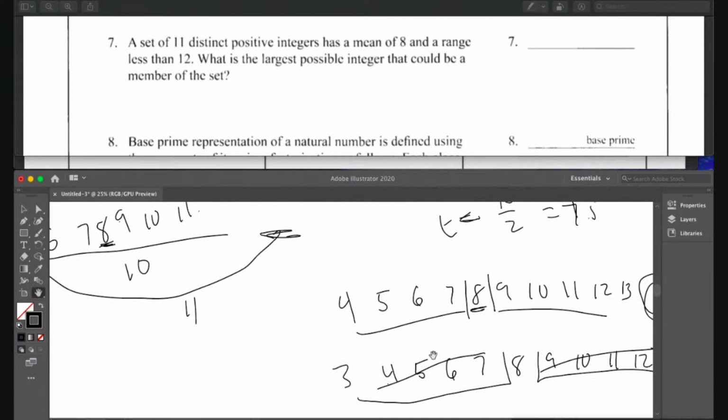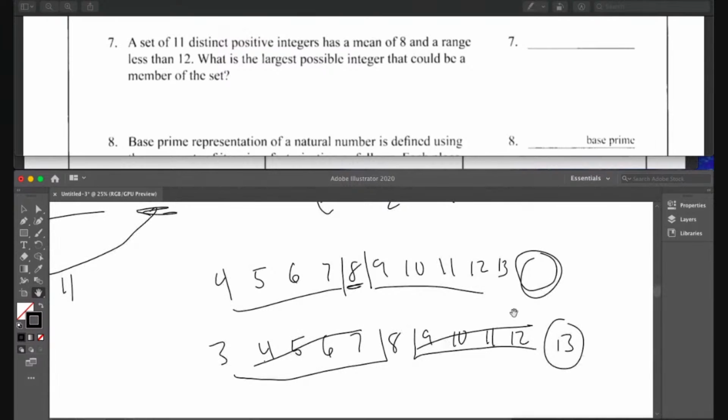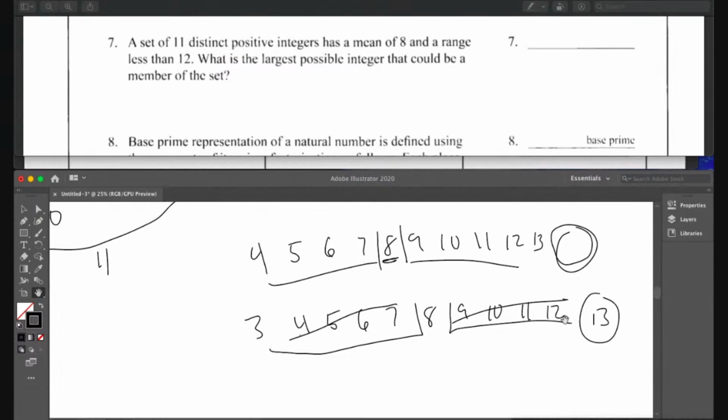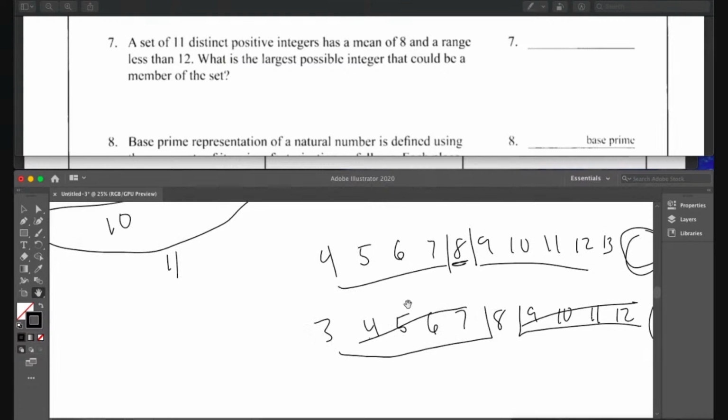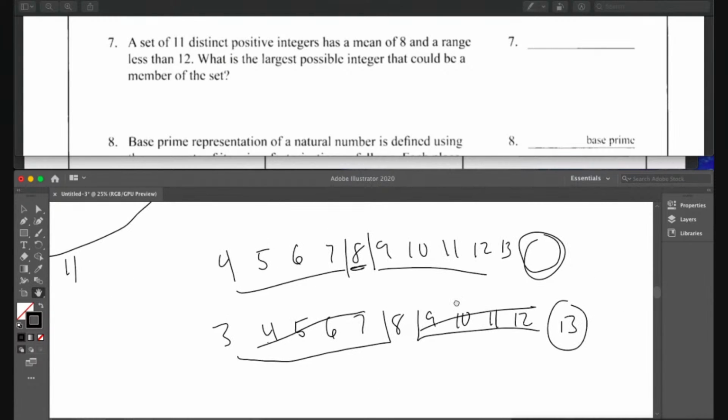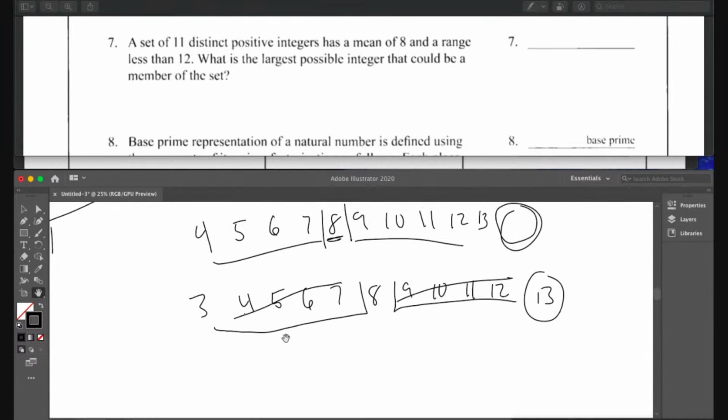And then we can see that this could work, right? Because 3 and 13 has a range of 10, and 10 was less than 12, and our range has to be less than 12. But we didn't utilize our full range.